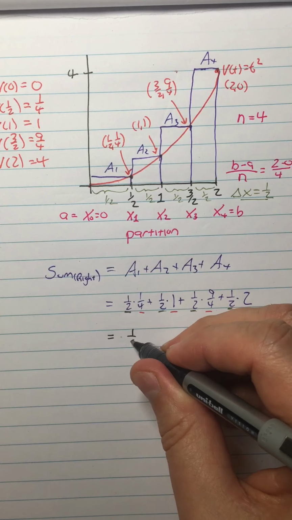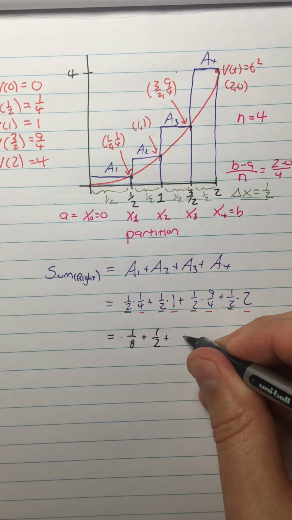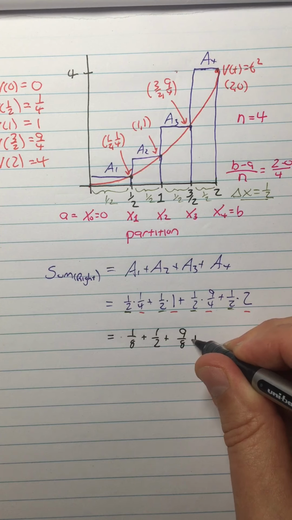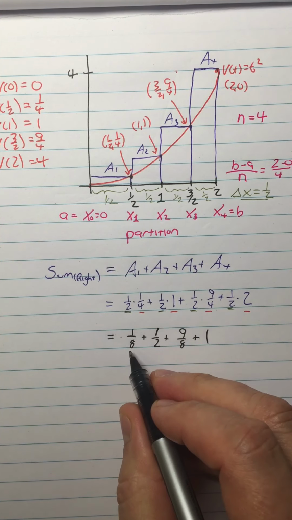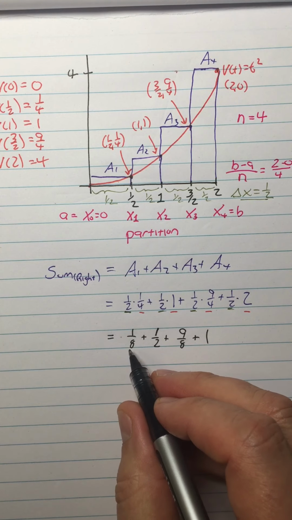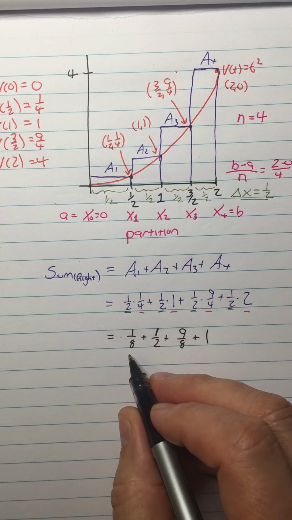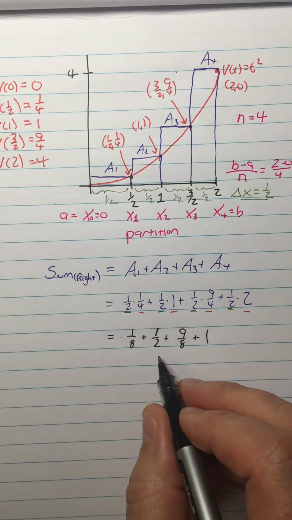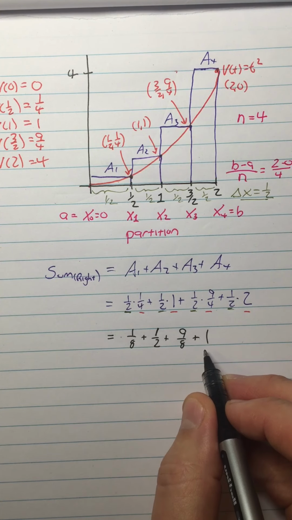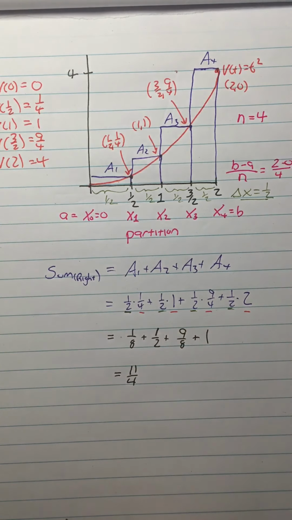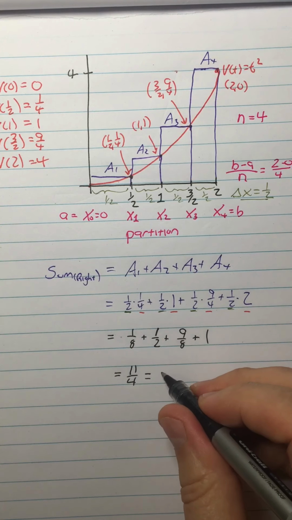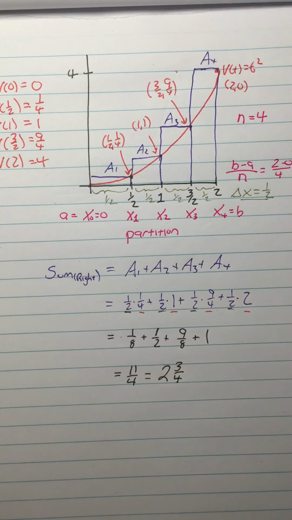All right, so here I have 1/8 plus 1/2 plus 9/8 plus 1. Let's see, that would be 10/8, which is 5/4. 5/4 plus 1/2 is 7/4. 7/4 plus 1 is 11/4. All right, so that equals 11/4, also known as 2 3/4. Okay, that's the sum from the right.